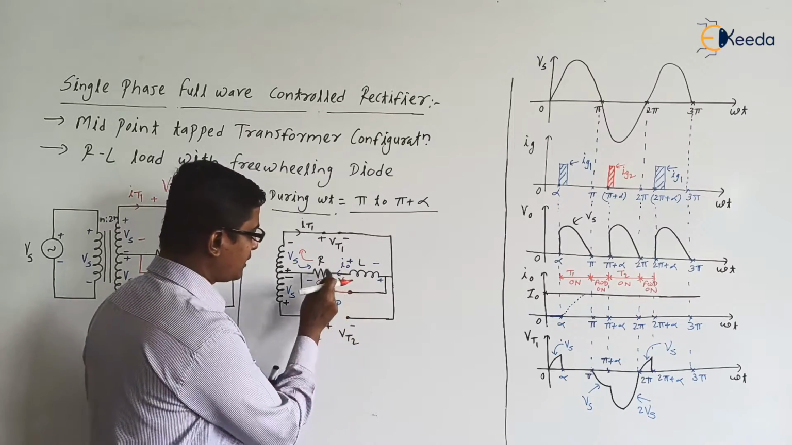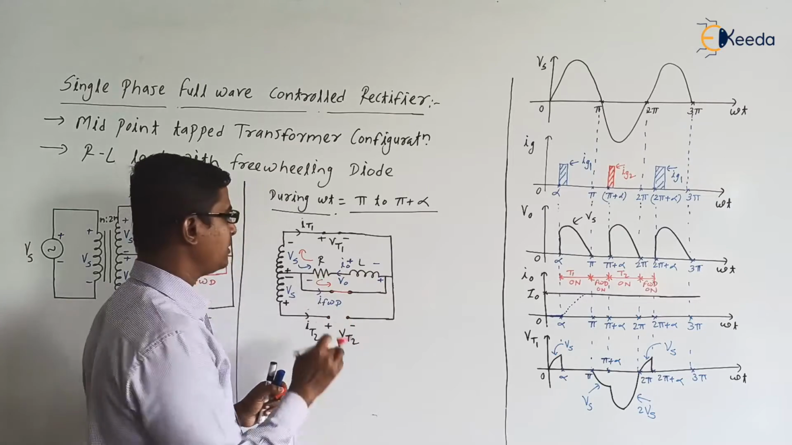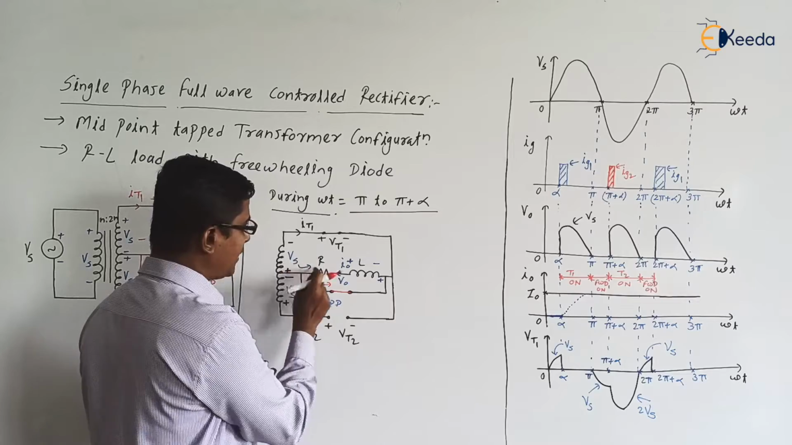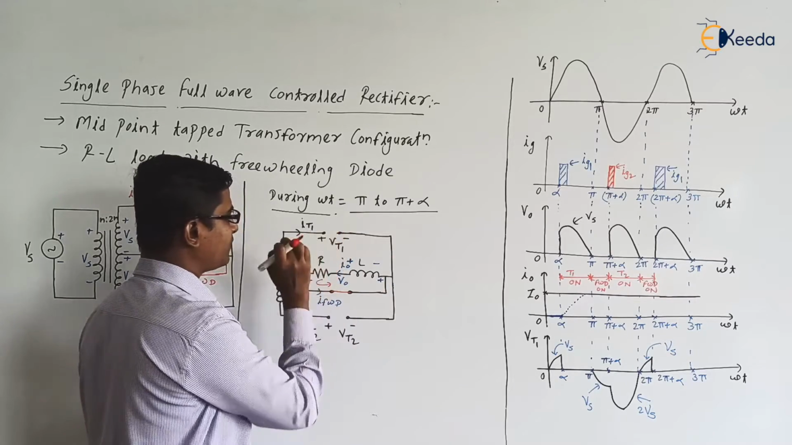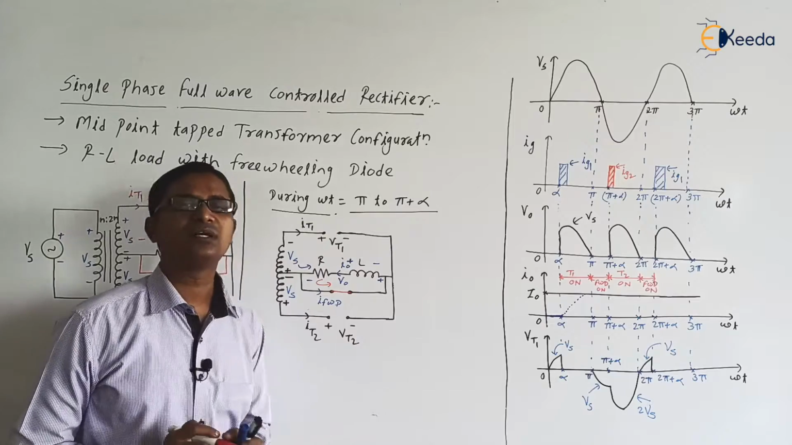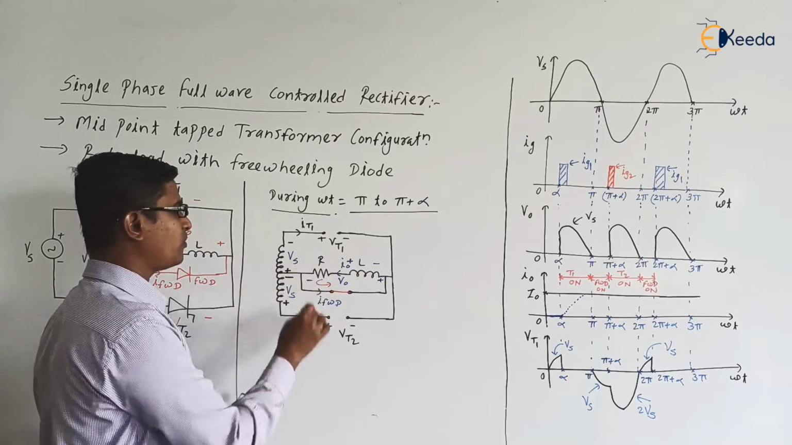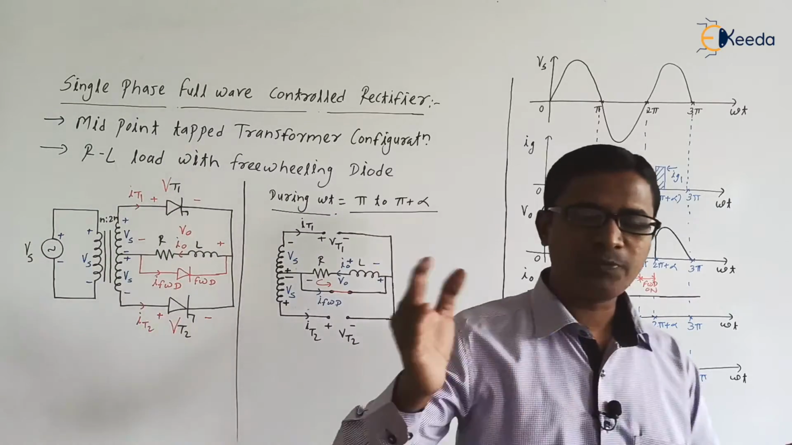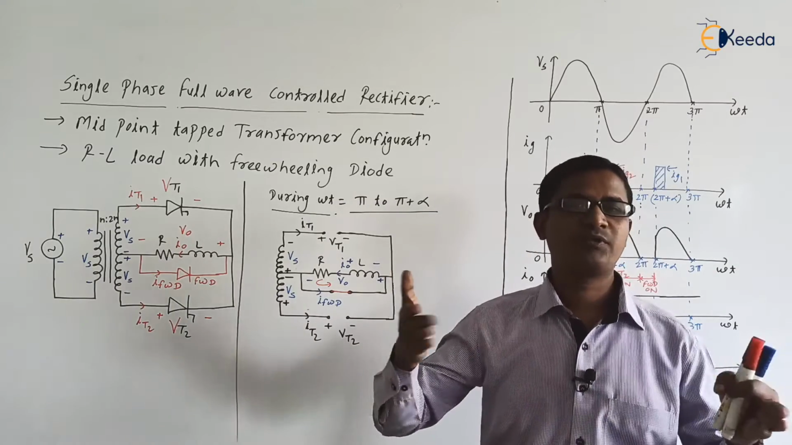Okay, so here the inductor will prefer to release the energy through the freewheeling diode only. When the inductor releases the energy through the freewheeling diode, this voltage will appear as a reverse voltage for the thyristor T1, and our thyristor T1 will turn off. Are you getting the point? So at omega t equal to pi, or from pi to pi plus alpha, the inductor starts releasing the energy through the freewheeling diode.